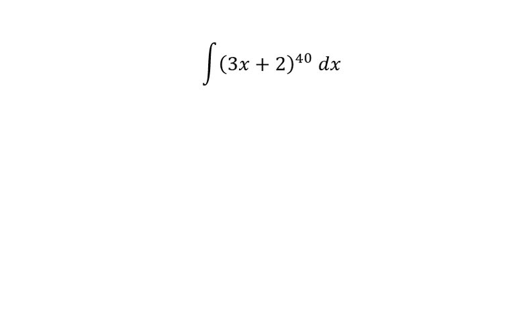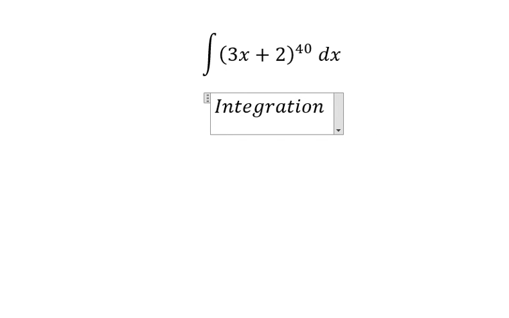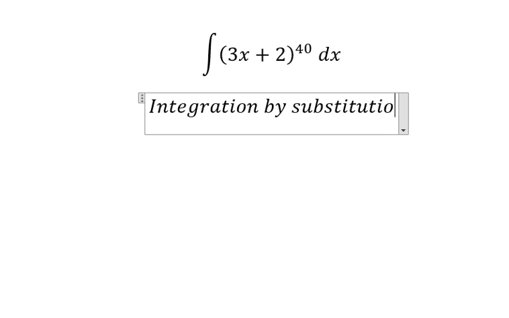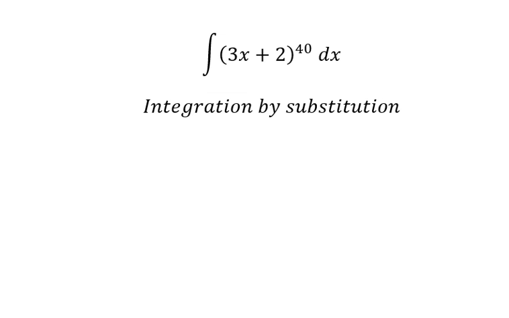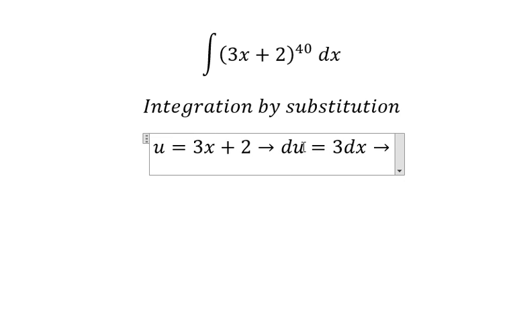Now we go to the last one. We need to use integration by substitution. So I will put u equal to 3x plus 2. Later we do the first derivative for both sides, and we have 3 dx. Because we don't have number 3 in here, we need to divide both sides by number 3.